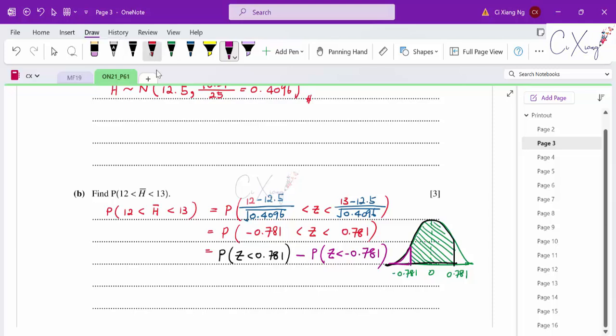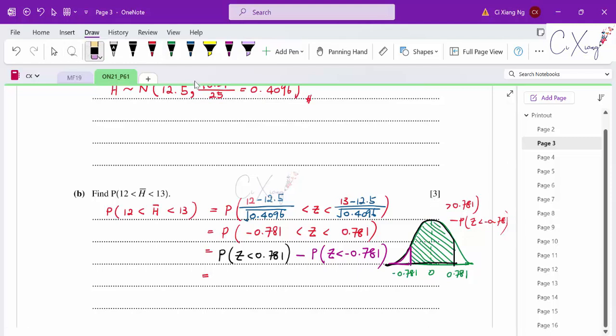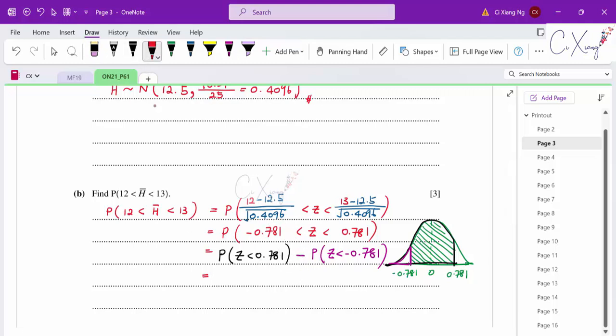Okay, so this is not the only way. There are many different ways that you can find out the probability. Some students will want to use 1 minus the probability of z more than 0.781, then minus also z smaller than negative 0.781, that also can. So there are many different ways that you can find out the probability here. Okay, so for me, usually I'm using this method, right?